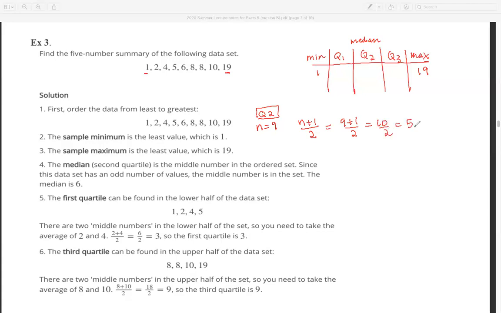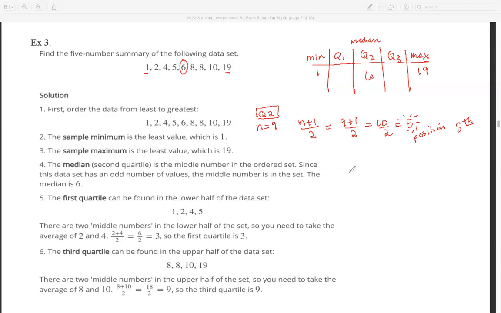So this is a position formula, remember. So this is the position where the median, or the second quartile, is located. So we need to find the fifth number. So this is first, second, third, fourth, fifth. So our median is 6.